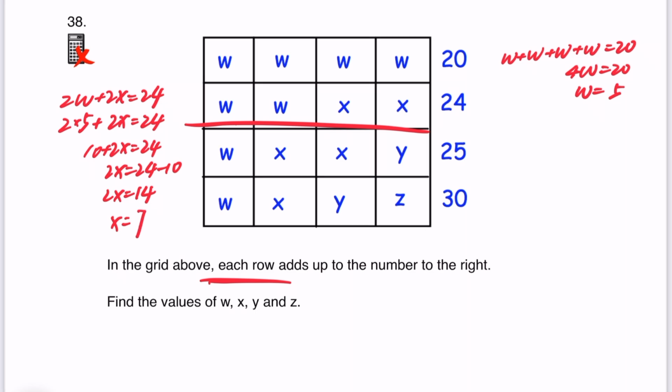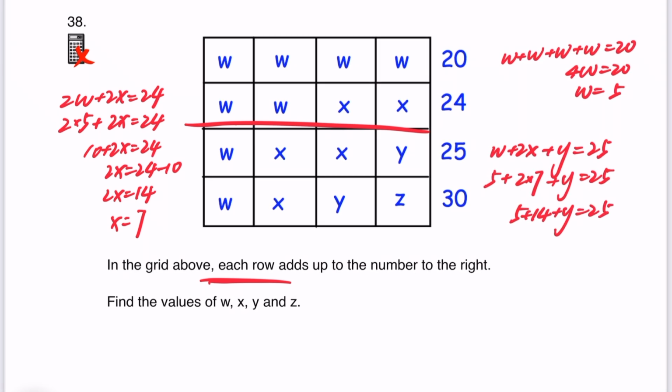Now that we got the answer of x, let's keep going to the next row. We got w x x y, so what that means is w plus 2x plus y equal to 25. We know the value of w, we know the value of x. Let's substitute it in this equation. 5 plus 2 times 7 plus y equal to 25. 5 plus 14 plus y equal to 25. 19 plus y equal to 25. Y equal to 25 minus 19. Y equal to 6.